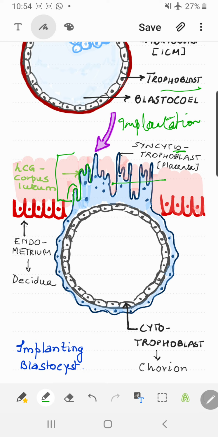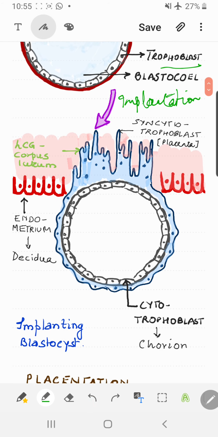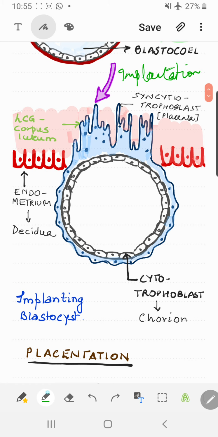One more thing that I had to tell you was about syncytial trophoblast. Better I should use some other color, otherwise you will get confused. Just hold on.